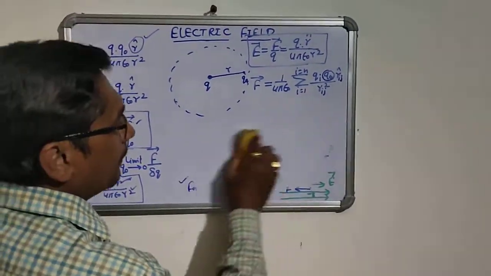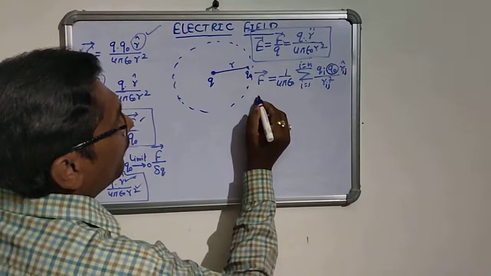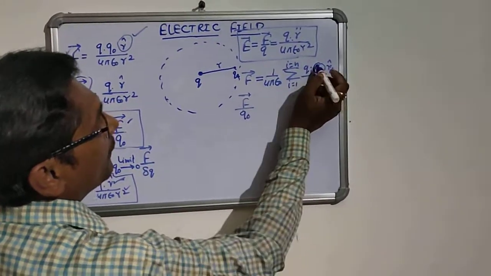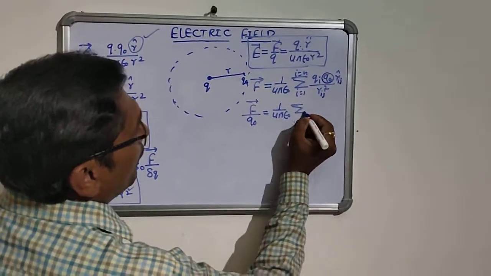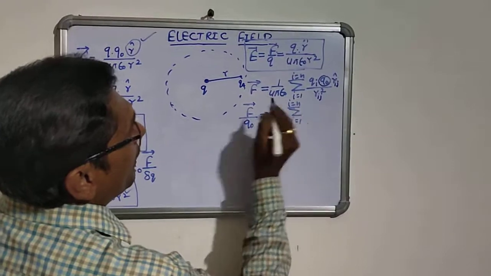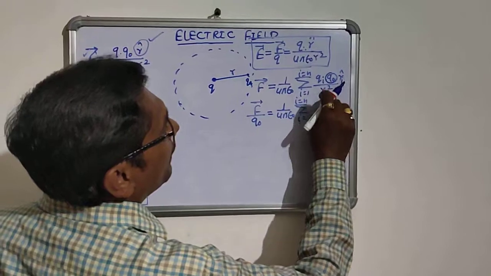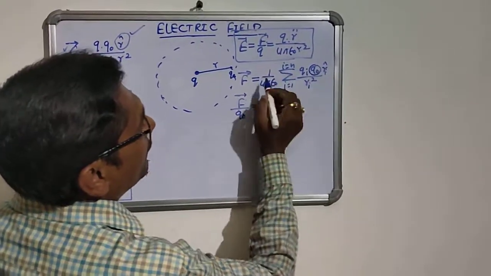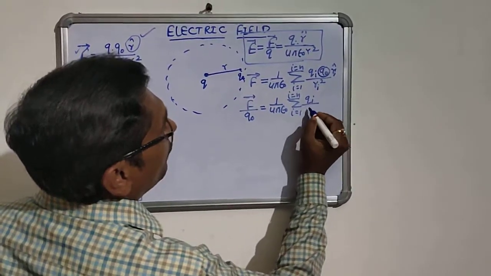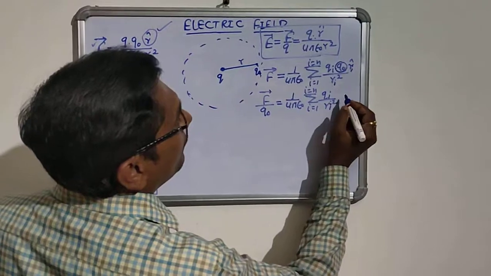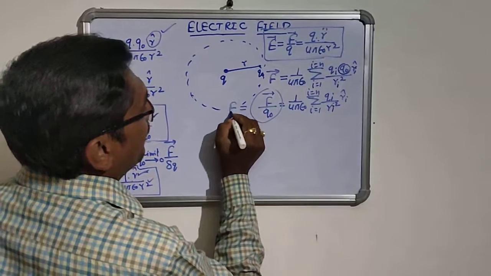We have here F upon Q naught. This Q naught is divided here, so this is equals to 1 upon 4 pi epsilon naught, sum from i equals 1 to n, R cap i, not ij. This is only for the i-th charge, a single charge. So we can write Qi upon Ri square and Ri cap. This is equals to electric field E.